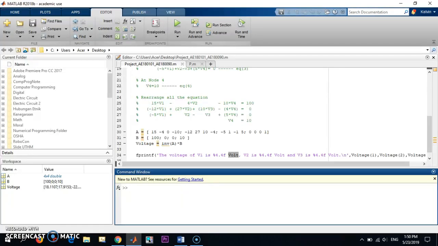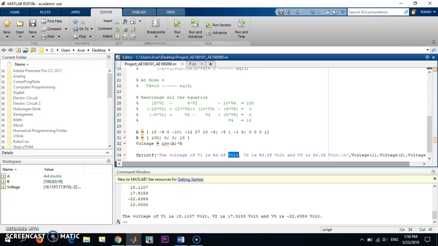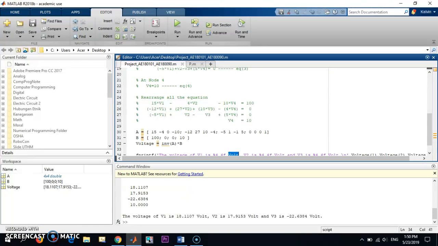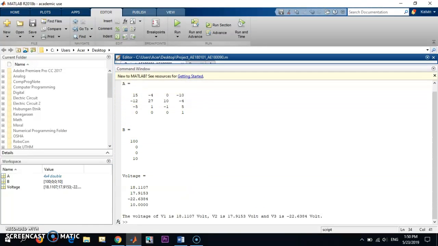Line 34 uses the command fprintf. The command fprintf will show the sentence in my command window. So let's run the program now. The command window will show the result. So this is the matrix of A, this is the matrix of B. This is our result for the voltage for each node. So the fprintf will show this sentence.